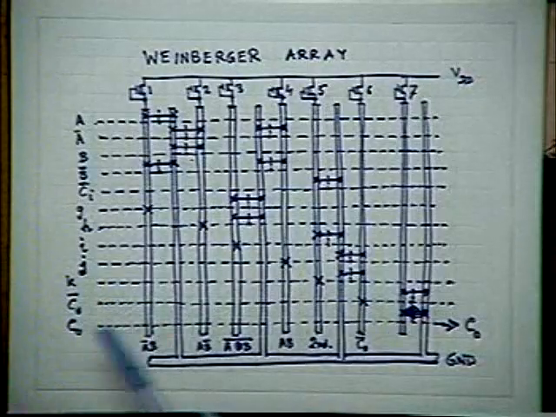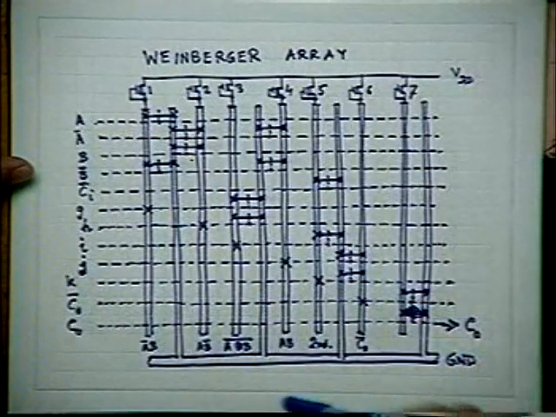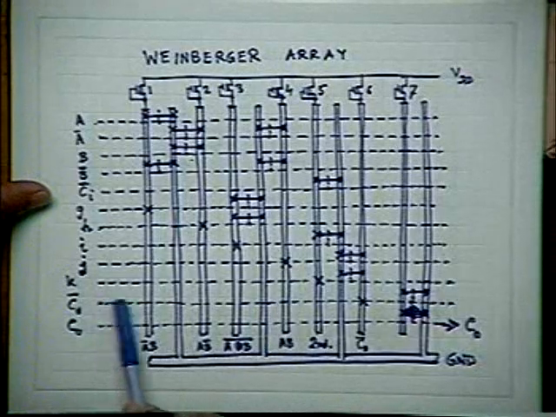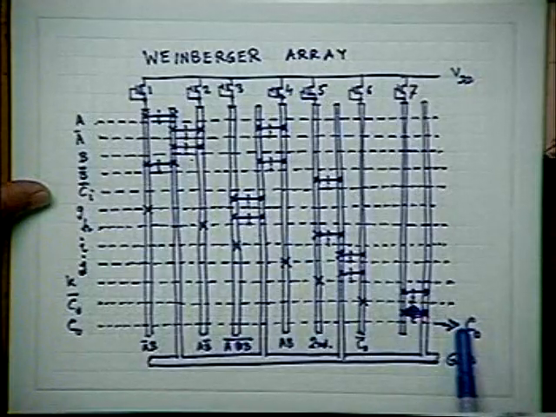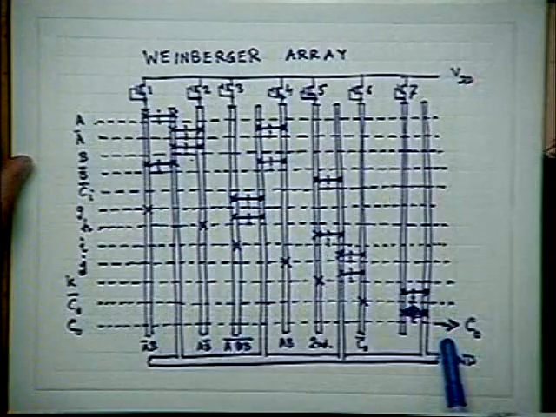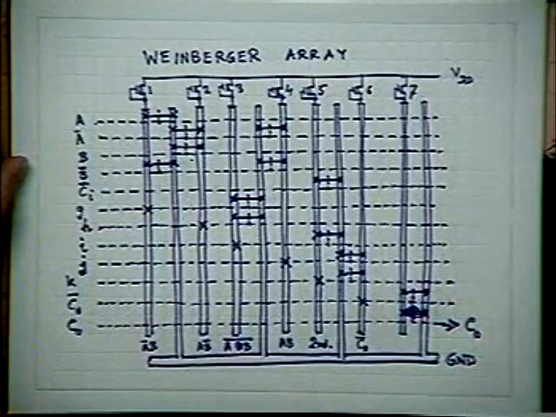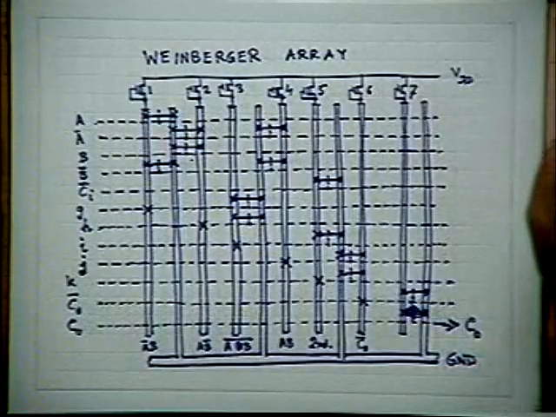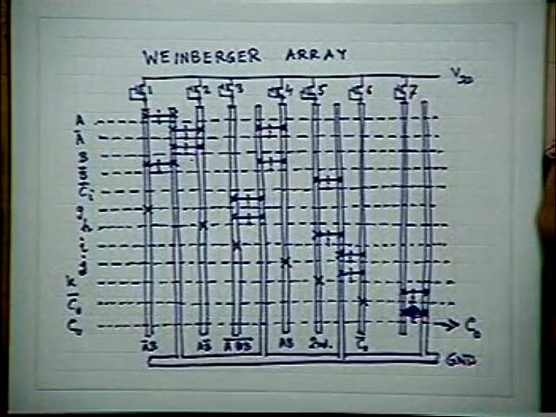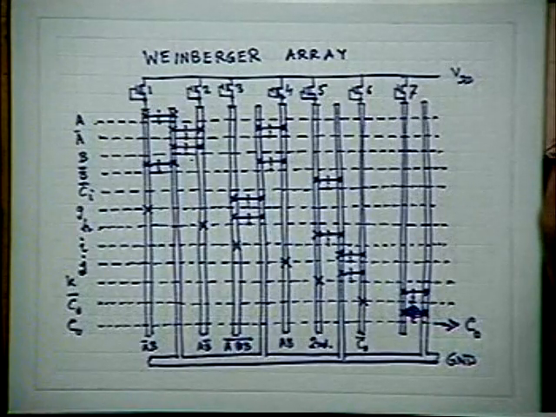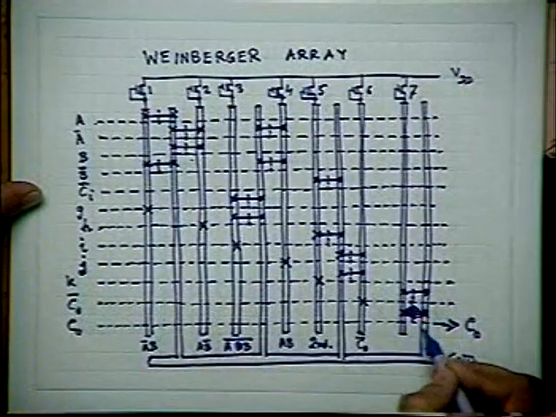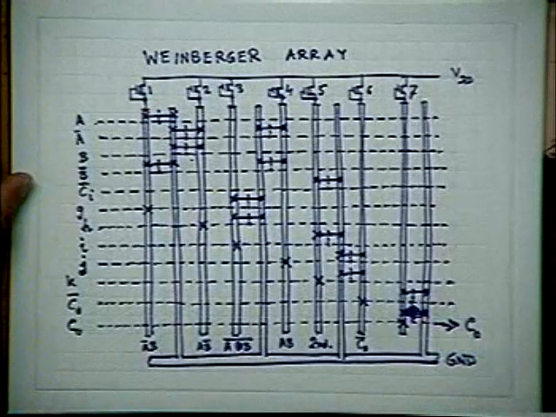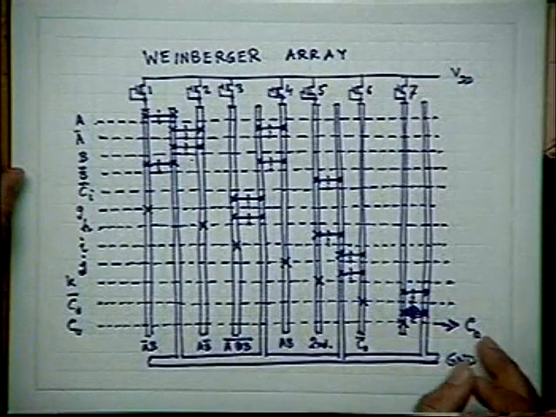This output line produces CO bar, but this I have called CO bar, because I have connected it to the CO bar line, which is a poly line, which is the input to the next inverter to produce CO. So here you see the output is also available from the poly line, which is not the normal case. I have to have another metal interconnect to show the output. That has to be done, yes, definitely. Seventh transistor. Yeah, that is necessary, otherwise you cannot get the signal out.